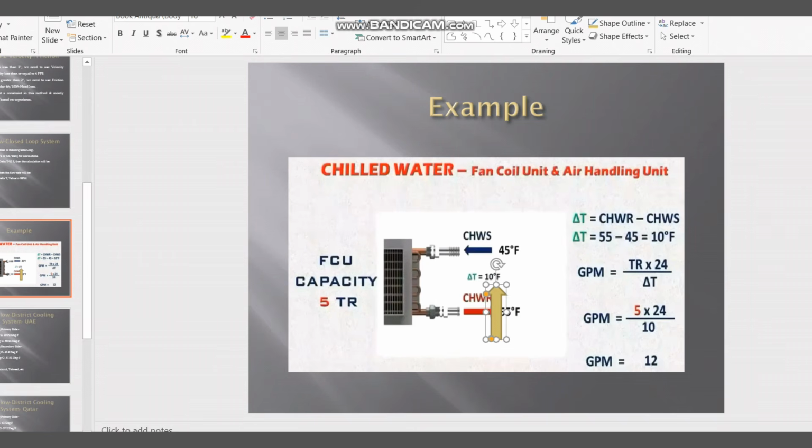So I will explain one thing here, because I'll prepare a separate video on how this delta T is determined, because there are different factors like variable primary system, variable secondary. There are different concepts that will come when you talk about the delta T, and if the delta T is very low, what problems will come. So these are the things I will cover in one separate video. First of all, let us understand what the concept is here.